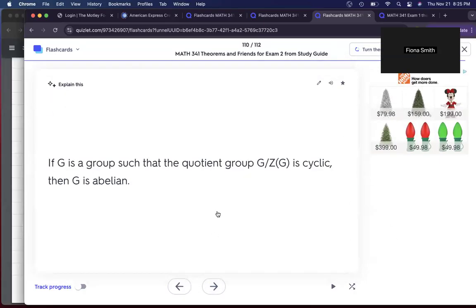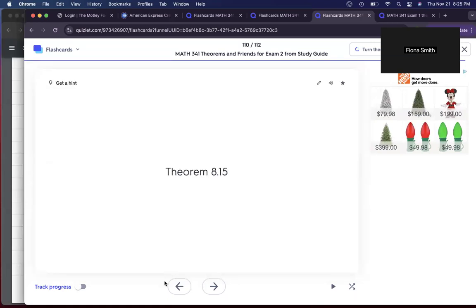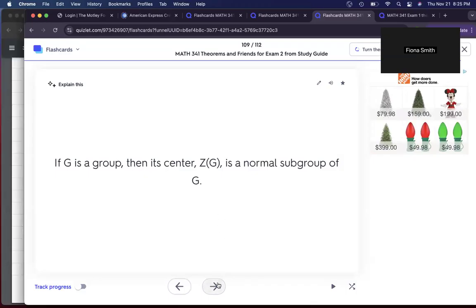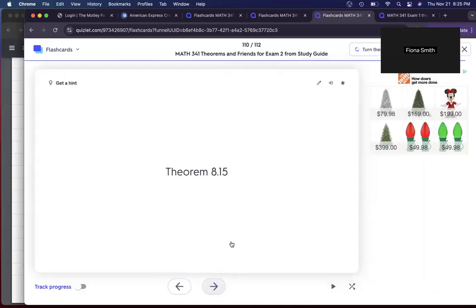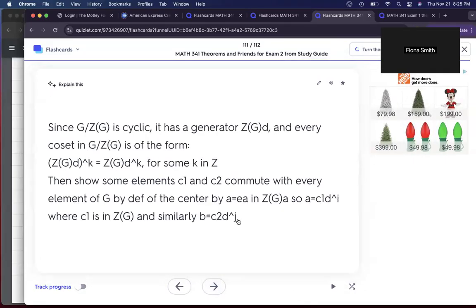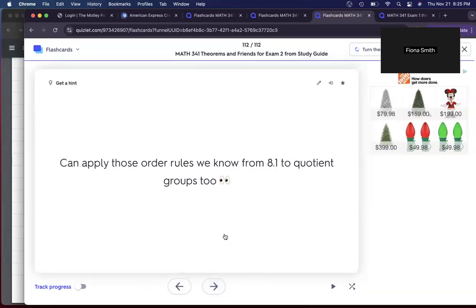So Theorem 8.15, if G is a group such that the quotient group G mod Z(G) is cyclic, then G is abelian. So that's an alternative way to figure out if G is abelian, which is nice: if G was of order 6, but you didn't know if G was abelian, you could use this to figure it out. The proof of Theorem 8.15 is a little too complicated, so I'm not going to go through it.